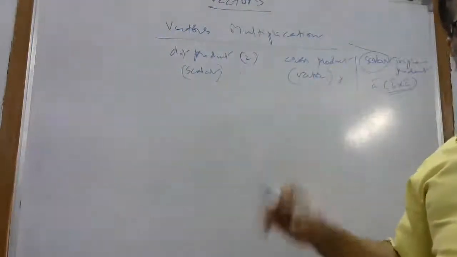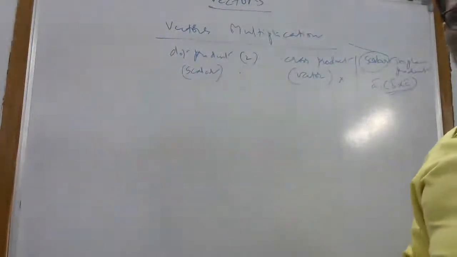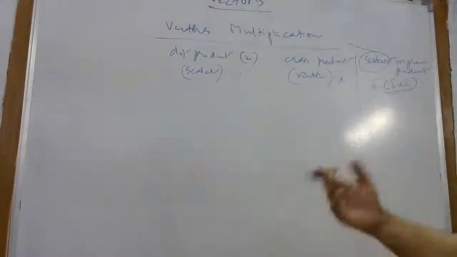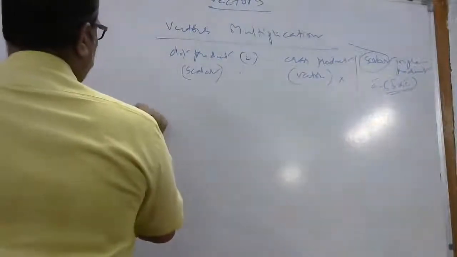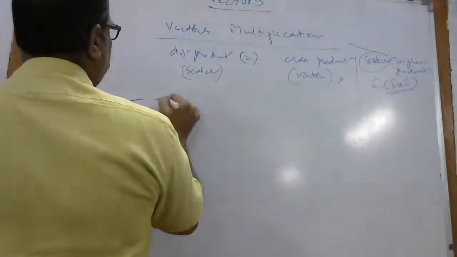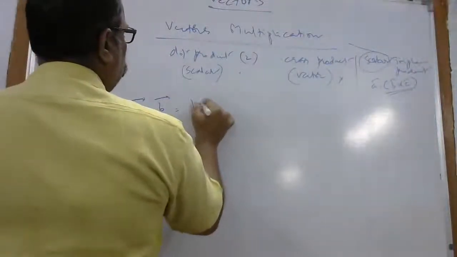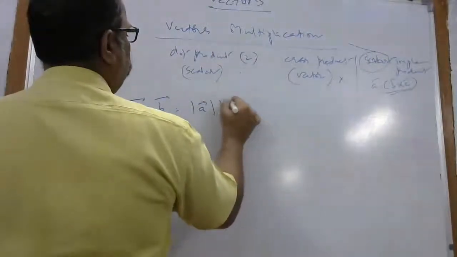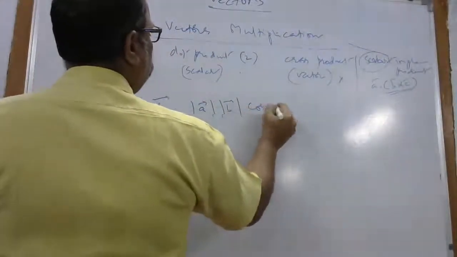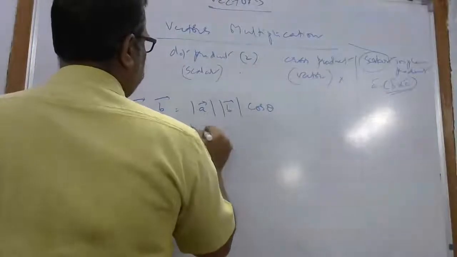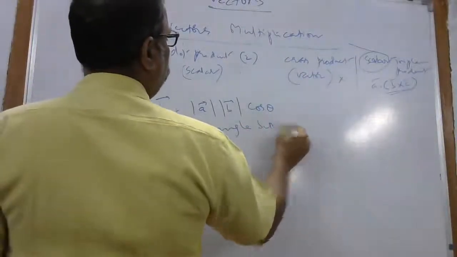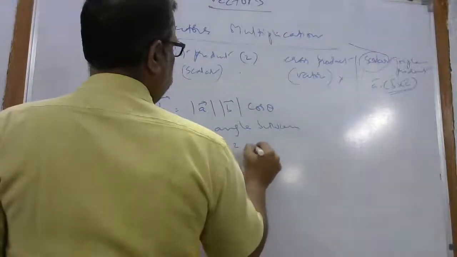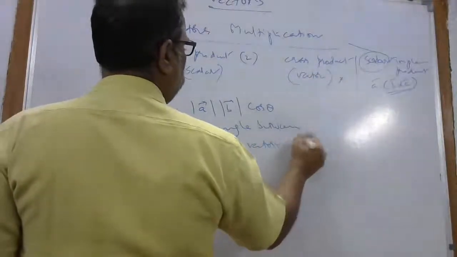Already we have seen addition, subtraction, multiplication by a number, all those. Right or not? Component form, unit vectors, all those. But the dot product is, I take two vectors, A bar dot B bar is equal to mod A bar mod B bar cos theta. Theta is the angle between the two vectors A bar and B bar.